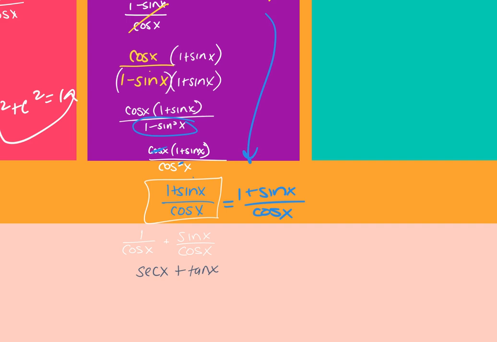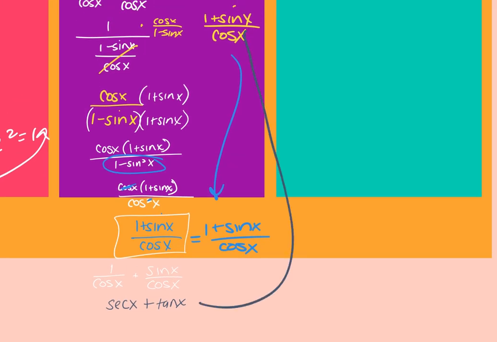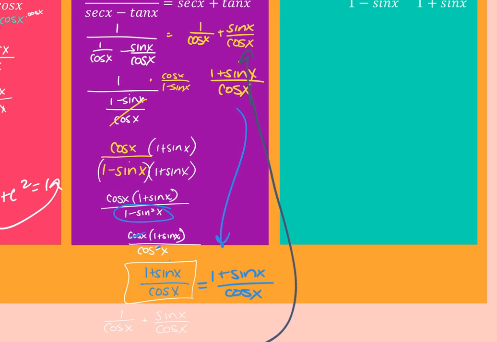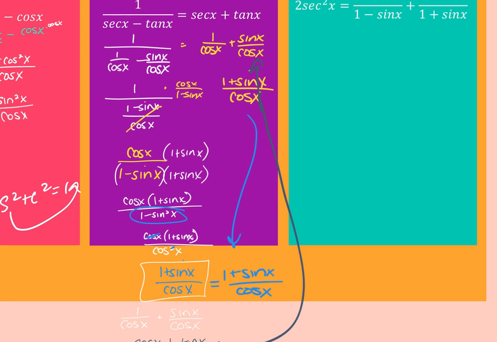So either of those are right? Yeah, I would give credit for each. If you're working and it's multiple choice and you have to get to secant x plus tangent x, then you had no choice. You would have kept going. Okay, that makes sense. Thank you.